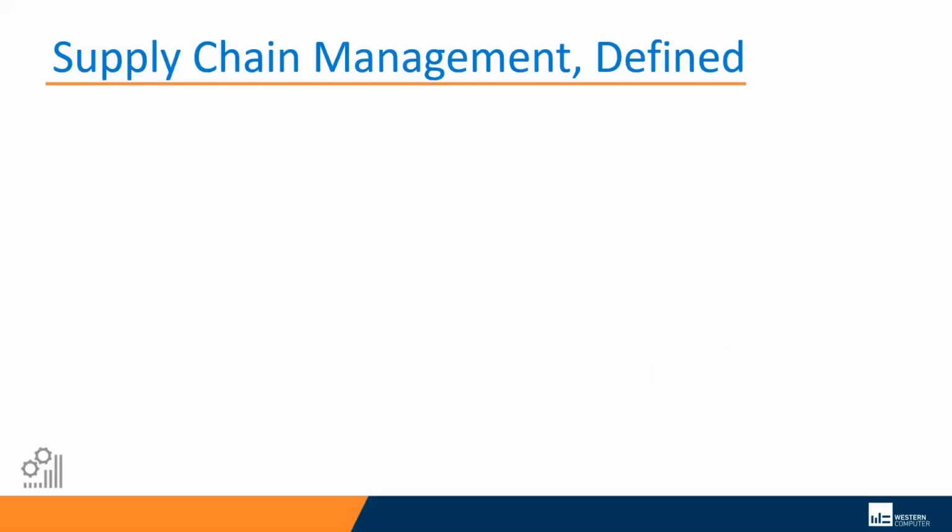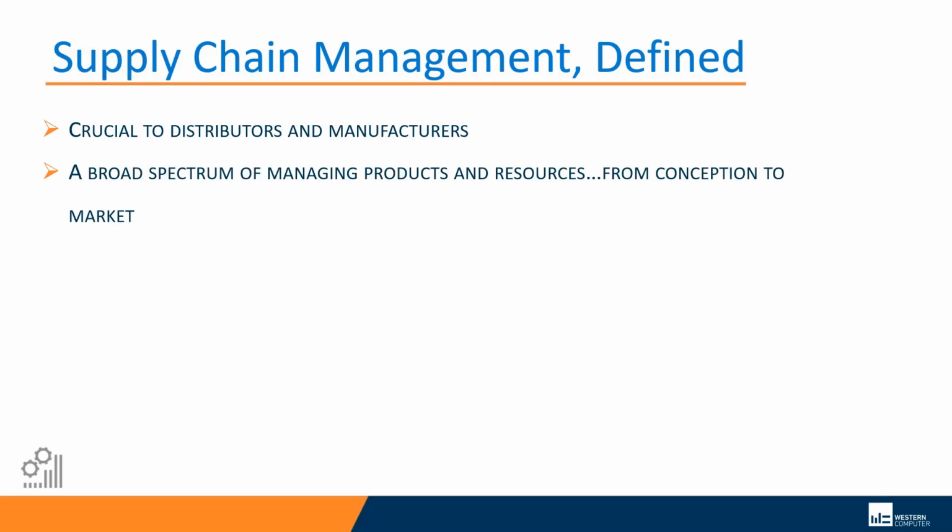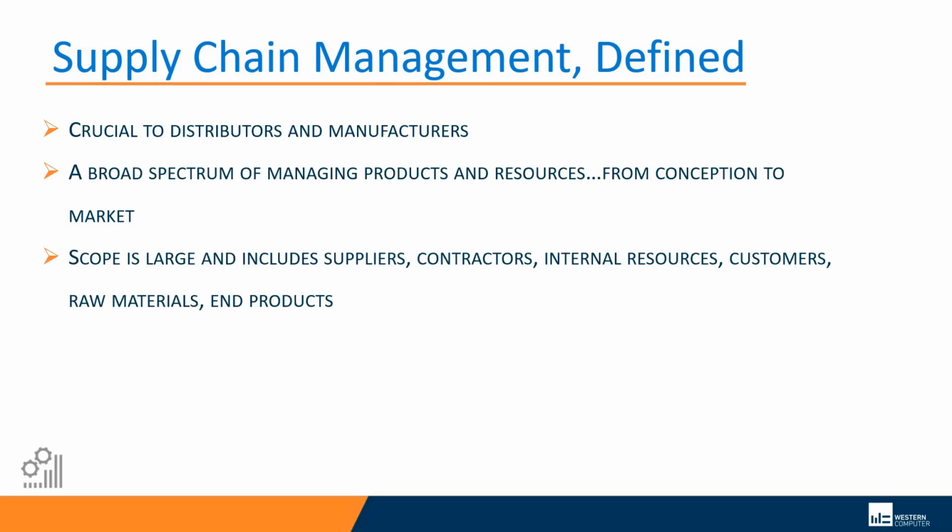And what we thought we'd do to start is simply do a quick overview or definition of what we mean by supply chain management. Now, obviously, this is something that's crucial to both distributors of products as well as manufacturers of products. Loosely defined, it's a broad spectrum of managing your products and your resources from conception to marketplace. The scope of supply chain management is very large and includes suppliers, contractors, internal resources, customers, raw materials, and products.